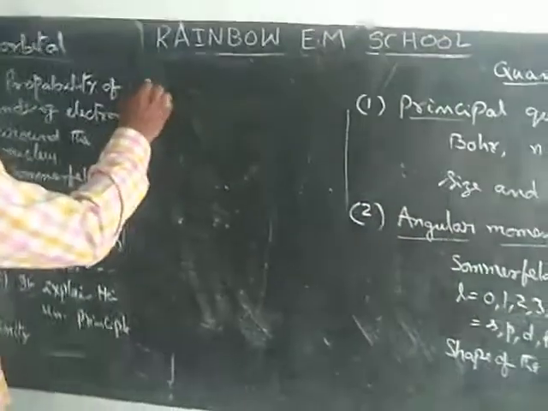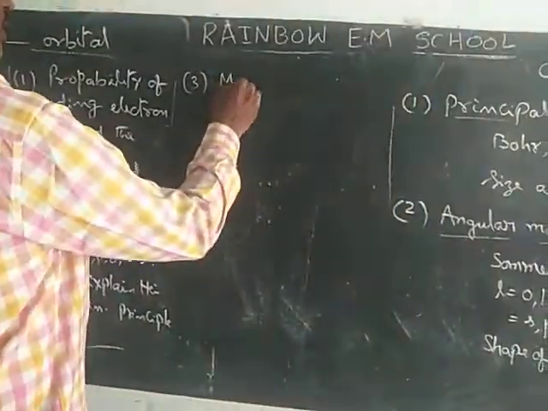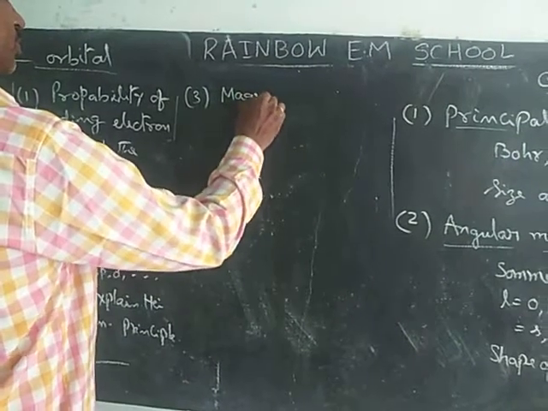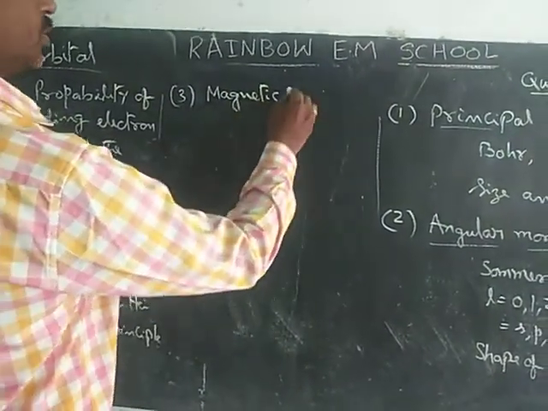Okay, next, the third one is the magnetic quantum number.